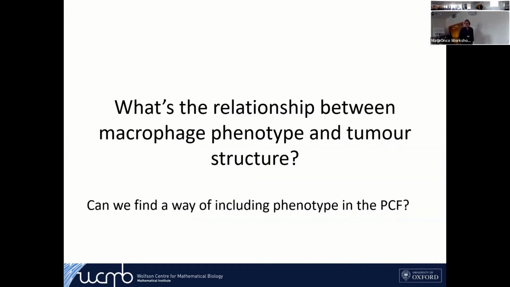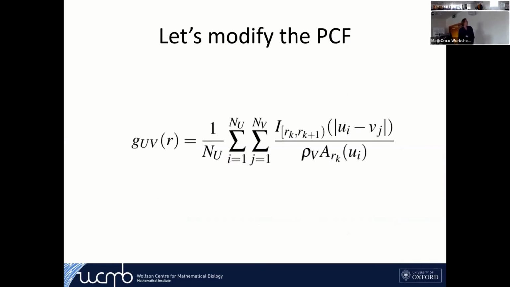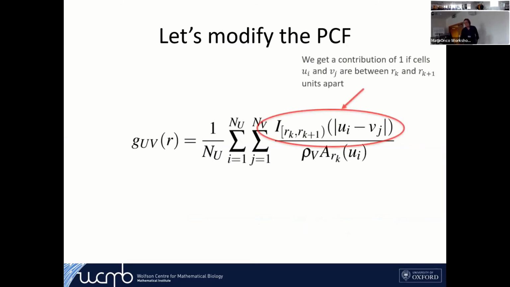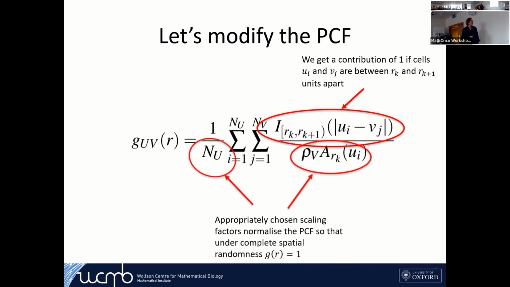So this is where the interesting stats part of it comes in, which is that I want to modify this pair correlation function to take phenotype into account. What we were doing before was just counting, is my macrophage and my blood vessel R units apart, and then normalizing according to the number of macrophages and the number of blood vessels, essentially.